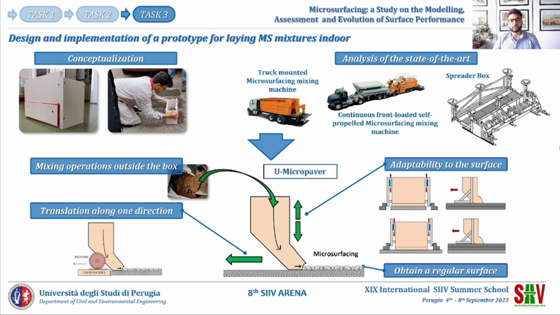Finally, the last part of this presentation deals with the design and implementation of the U-Micropaver, a laboratory-scale device for paving microsurfacing indoors. The realization phase starts from 3 main concepts. First of all, obtaining an even surface that has to be as close as possible to reality, and we ensure this by having control of the discharge volumes, the adaptability to the paving surface, and the movement along a direction with a certain speed.